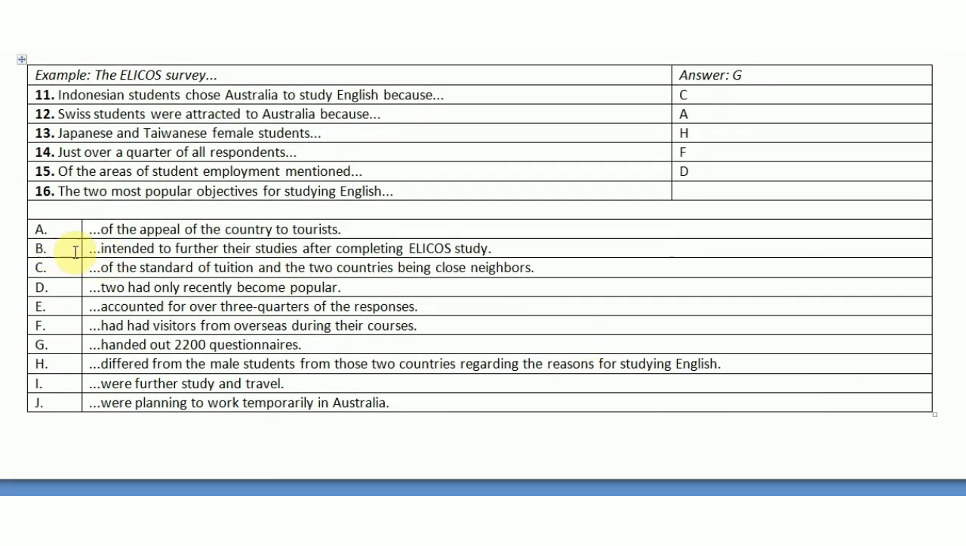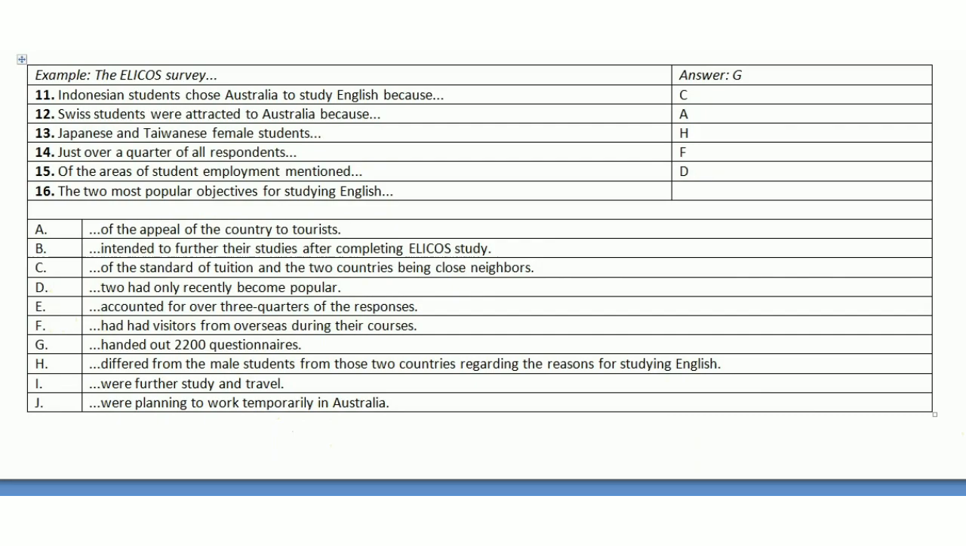B option, intended to further their studies, no. And then E option, it accounted for over three quarters. A quarter is 25%, so two quarters would be 50%, and three quarters would be 75%. So over three quarters means more than 75%. So the two most popular objectives for studying English accounted for over three quarters of the responses.